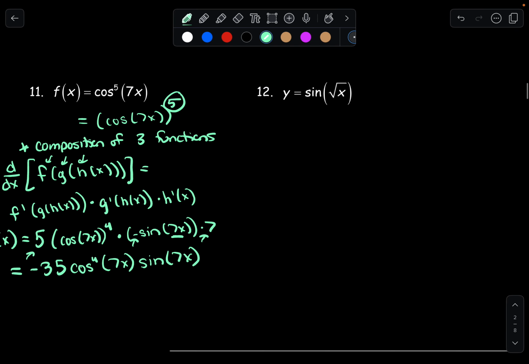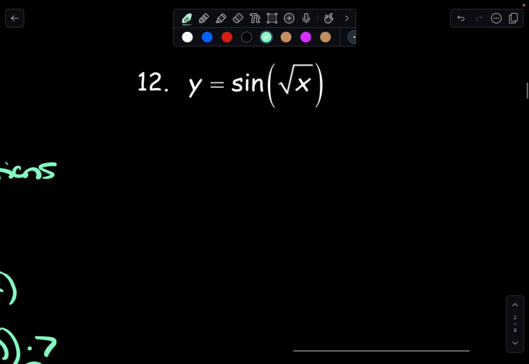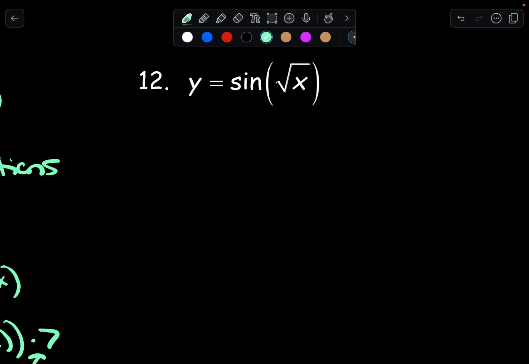All right, the last problem for this video is we have y is equal to the sine of the square root of x. So we can do another rewrite for this. So we have sine of x to the power of 1/2.